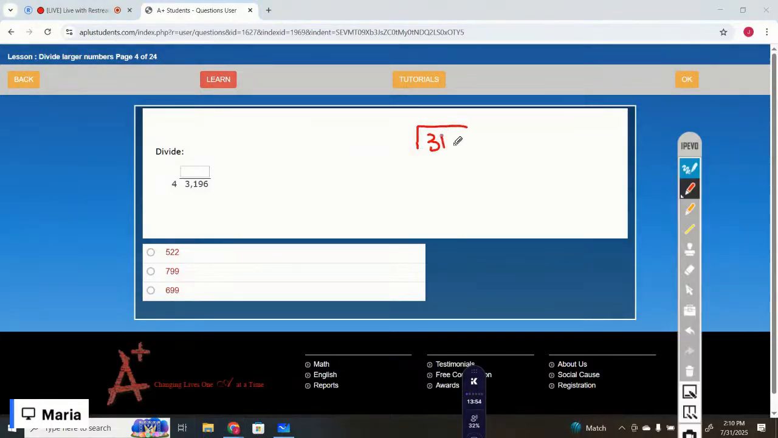3,196 divided by 4. 4 times 7 is 28. 29, 30, 31. 31 minus 28 is 3. Now let's bring 9 down. 4 times 9 is 36. 39 minus 36 is 3. Now let's bring the next digit down. 4 times 9 is 36. 799. Option 2 is the correct option.